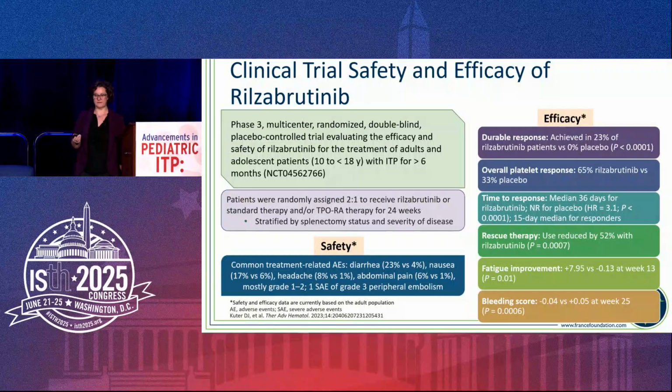And patients were stratified by splenectomy status, and the most common adverse events that were described were abdominal symptoms, diarrhea, nausea, and abdominal pain, headache, and most of these were grade 1 to 2. There was one SAE on the adult side of a grade 3 peripheral thrombosis, pulmonary embolism. In adults, there's a 23% response rate.